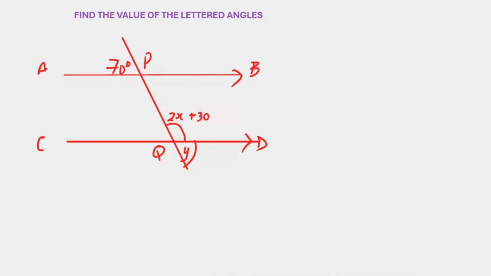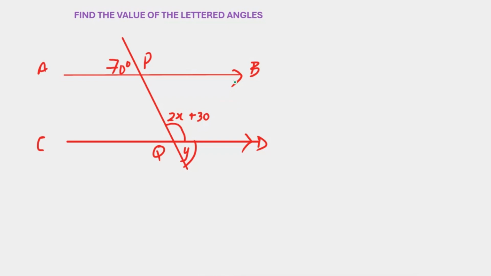Now let's begin. We want to find the value of the lettered angles here, and as you can see, the lettered angles are x and y. These letters that you see here, A, P, B, C, Q, and D, are not the angles that we are talking about. They are just the vertices of the lines. So they are not the lettered angles. The lettered angles are x and y. So how do we go about it? How do we find these angles? You have to use the angle properties before we can find the values of these angles.